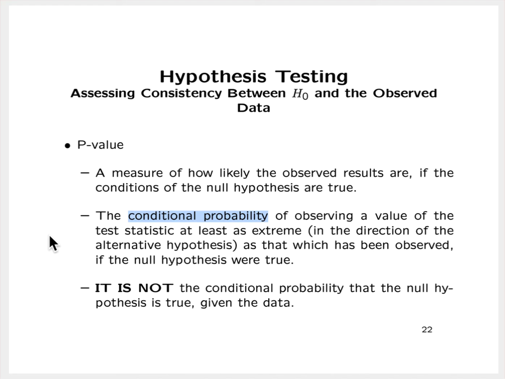So the p-value of a test is the conditional probability of observing a value of the test statistic at least as extreme as that which has been observed if the null hypothesis were true. Now, when we say at least as extreme, what that means is in the direction of the alternative hypothesis. Now, we'll see what this translates into in particular situations, but this is the general definition of a p-value, and this is fairly explicitly stated, and so this is in general how we would state it. We will translate this into particulars when we get to particular situations.